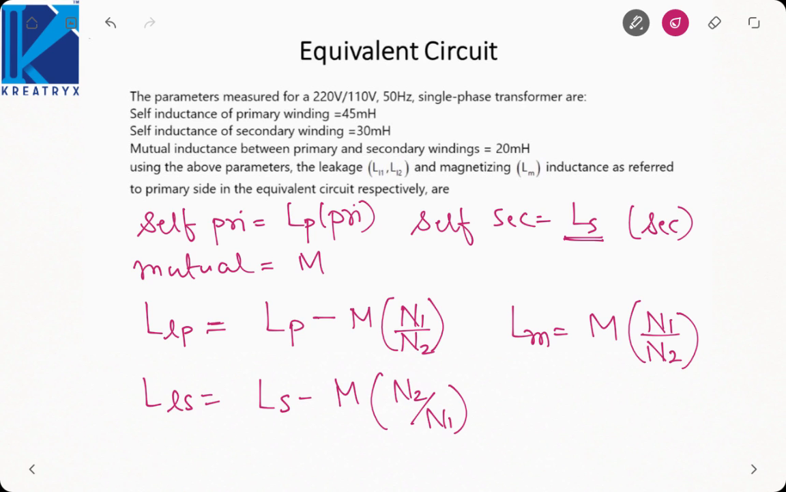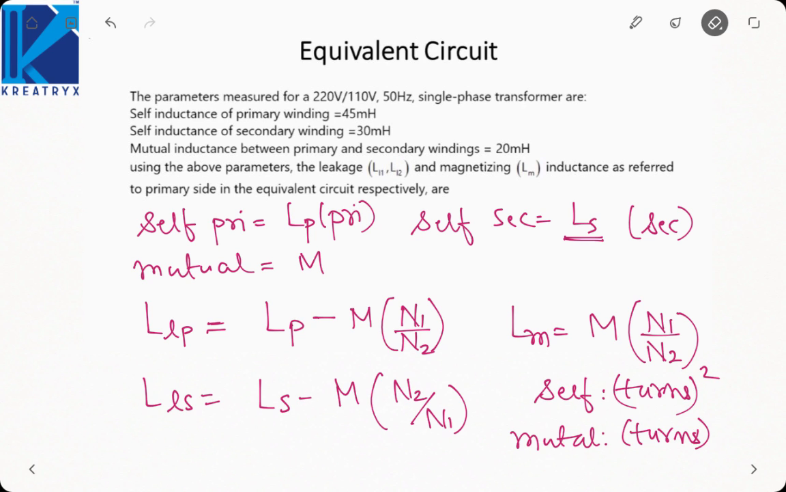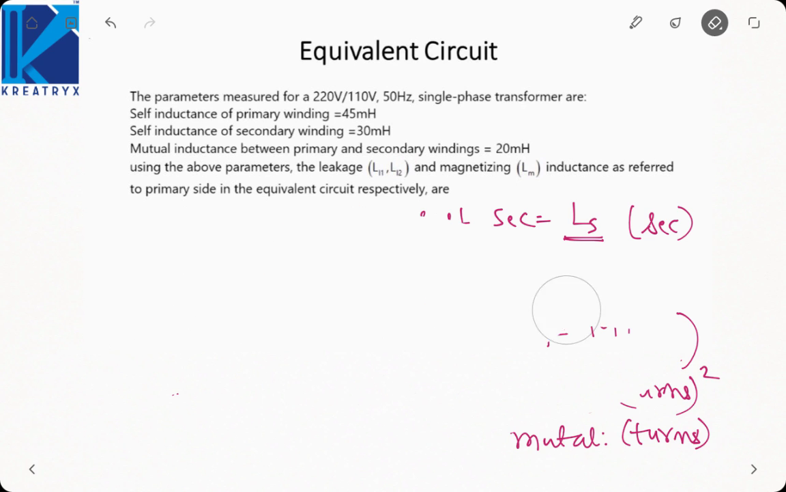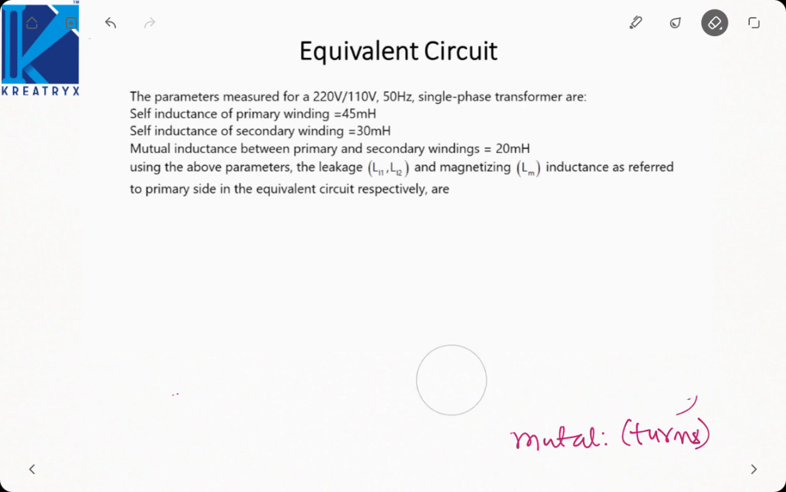Otherwise, for referring the self-inductance, you have to use turns ratio square. For referring mutual, you have to use the turns ratio. That is the rule that you have to use. Now let us see how this applies in this problem. It is saying the parameters for a 220 by 110 volt 50 hertz single phase transformer.